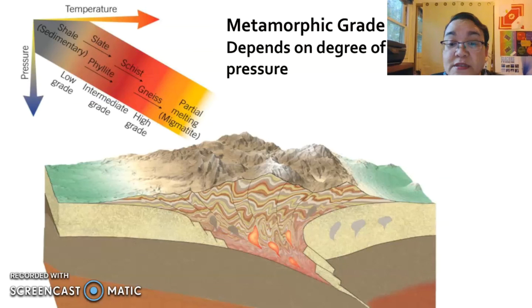Increasingly higher temperatures and pressures result in intermediate grade rocks such as schist, and high temperatures and pressures result in high grade rocks such as gneiss. Once a rock starts to partially melt, it becomes a migmatite, and once it's completely melted, it becomes an igneous rock.